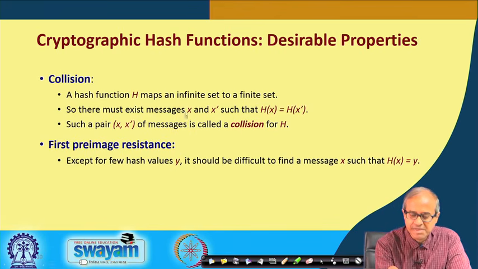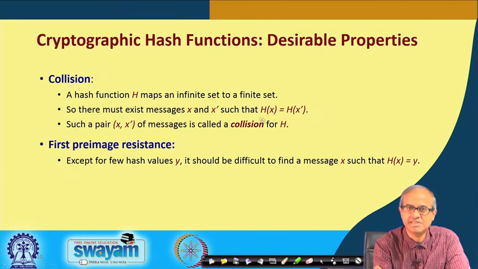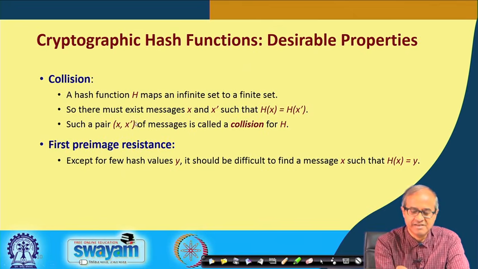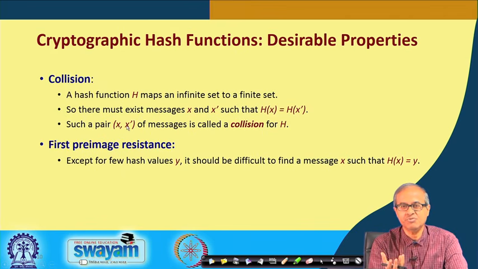So, there must be two messages x and x prime such that their hash values will be the same. This is what we mean by collision, and such a pair of messages x and x prime are said to result in a collision with respect to a hash function h.